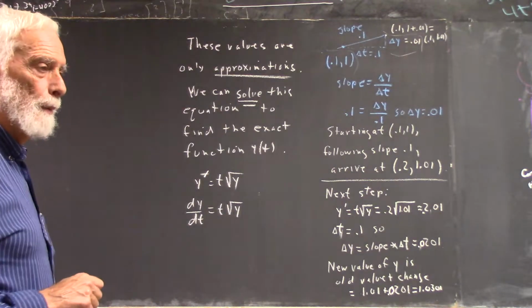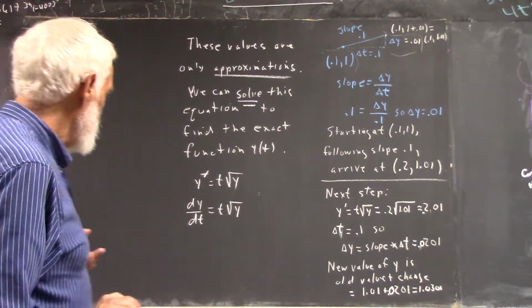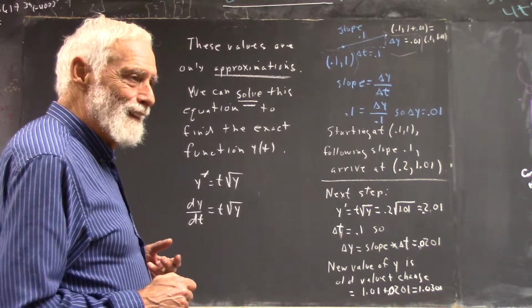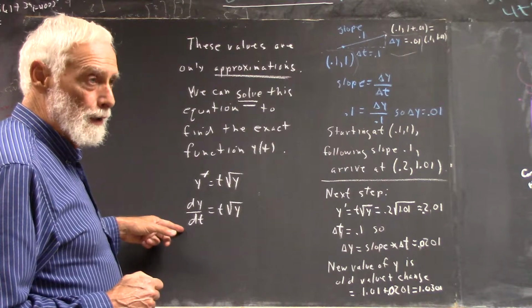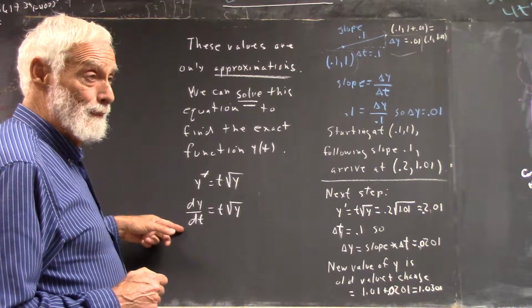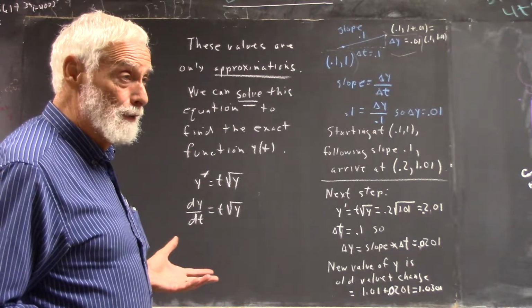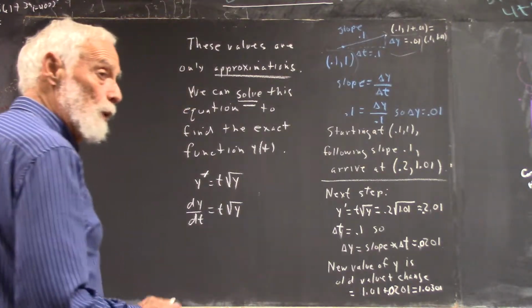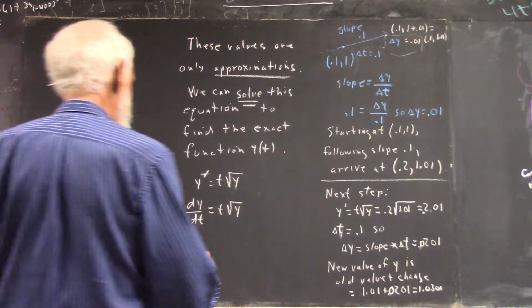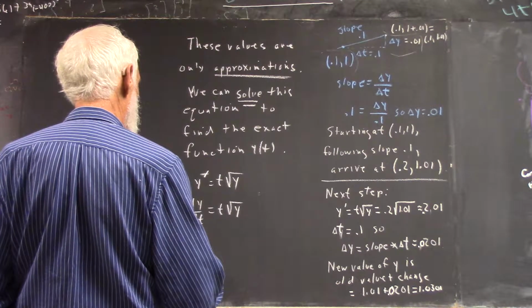And I'm going to do something that needs to be justified, but I'm not going to prove it right now. I'm going to treat dy and dt like they're algebraic quantities. They aren't. But for the purpose of differential equations, we can pretend they are. You can get away with this. Sometimes you have to be careful, but you have to know a lot more to even know when.